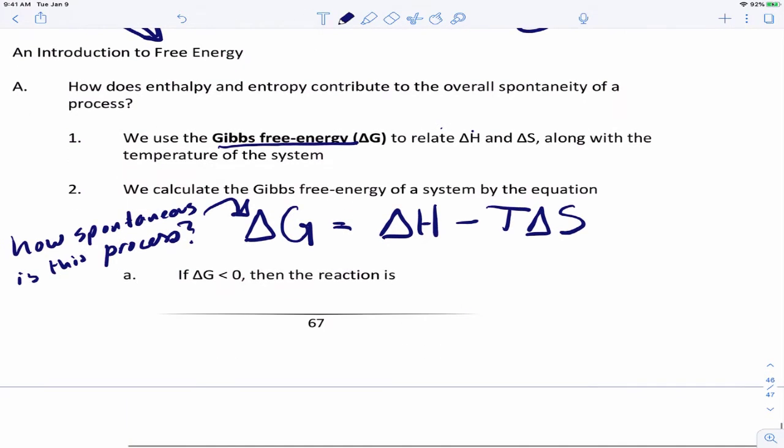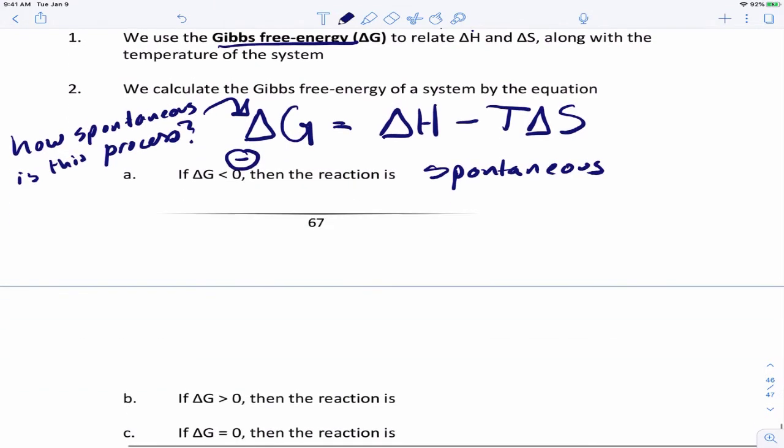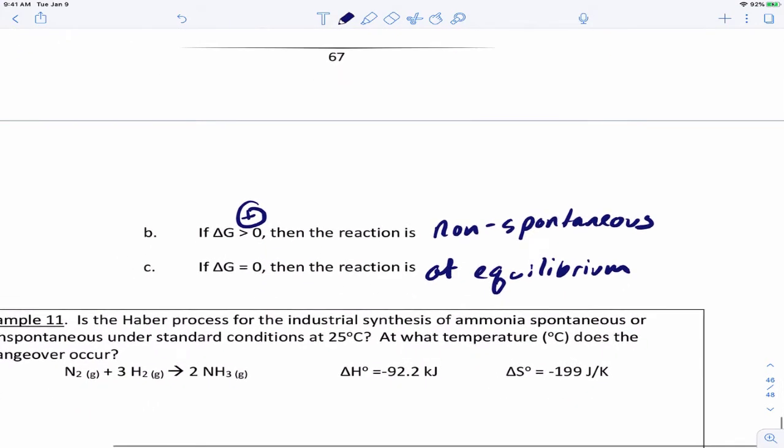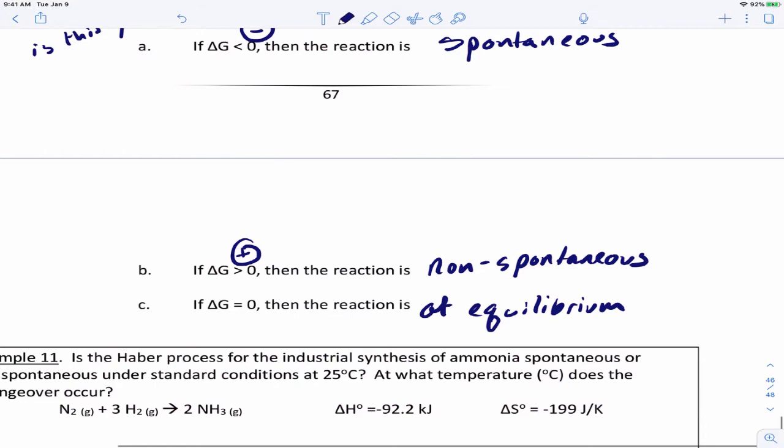So if we calculate delta G, and delta G is less than zero, then the reaction is going to be spontaneous. So it happens on its own. So delta G has got to be negative. And if delta G is positive, then the reaction is non-spontaneous. That means you're constantly supplying energy, or you're constantly supplying heat or something, an external influence, to force this reaction to go. And if delta G is equal to zero, then we say that the reaction is at equilibrium, where the concentration of the products equals the concentration of the reactants.